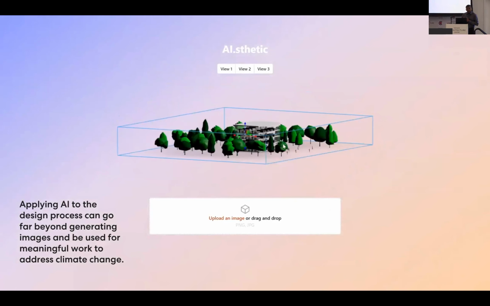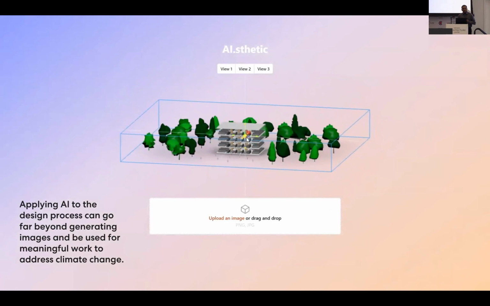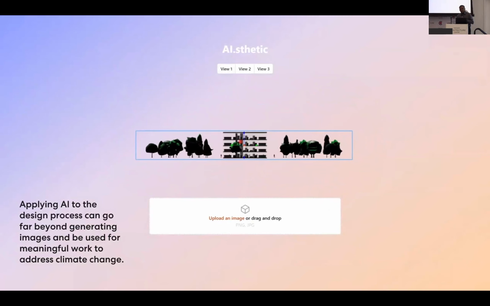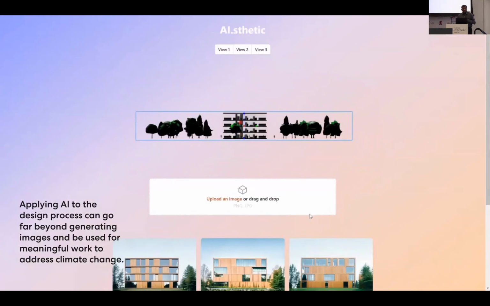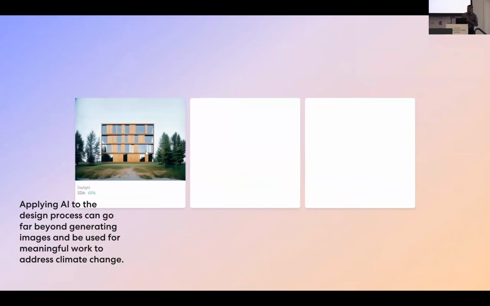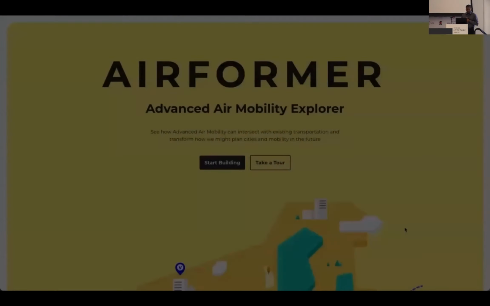And then the same thing applies to AI. How do you do this deeper down in the design process, not just in the early design process? How do you do this in SD and DD, applying AI to fundamentally address not just visuals and images and text, but how do you use AI to do something meaningful to impact sustainability and climate change?